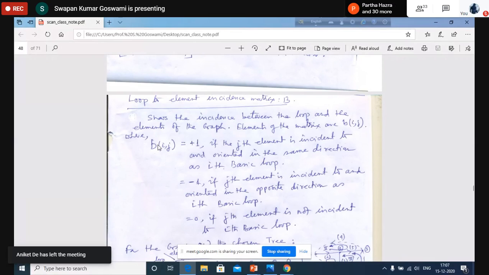We shall have to see what is the relative direction of the jth element and the loop current of loop I. If both are found to be the same, then it will be +1. If they are opposing each other, then it will be -1. Am I clear? And obviously all elements will not be taking part in loop I. So excepting those elements which are taking part in the loop, other elements are not incident to loop I. So for all those elements, the entry will be equal to 0. So this is how the B matrix will be formed.